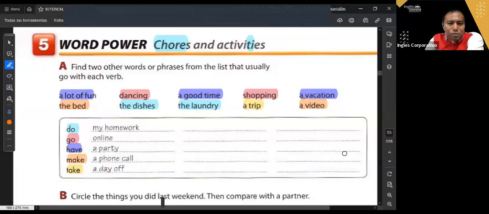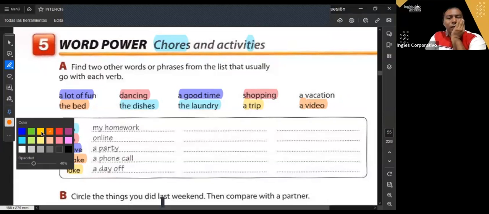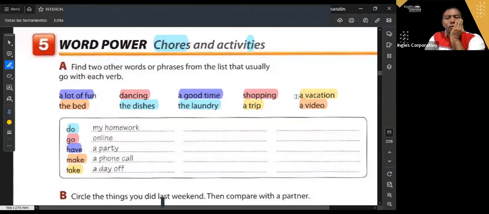Okay, vamos a ver, hay una que está equivocada. ¿Cuál será la que está equivocada? Vamos a ver, de las azules. Have a lot of fun, yes. Have a good time, yes. Have a vacation, podría ser. Pero también podría ser take a vacation, ¿verdad? Para que queden dos cabales con cada una. Pongámosle take, entonces, para que sean cabales. Take a vacation. Take a trip, take a vacation. Make the bed, make a video.